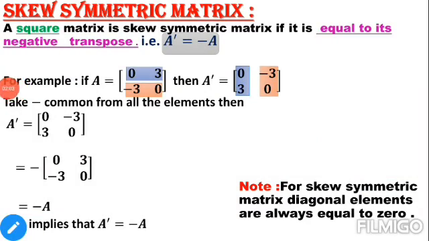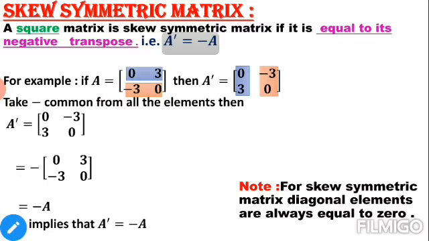Now the next concept is the skew symmetric matrix. So again, only for a square matrix. A square matrix is a skew symmetric matrix if it is equal to its negative transpose. Means if I am changing the position of row and column, then we find that A transpose is equal to minus A.